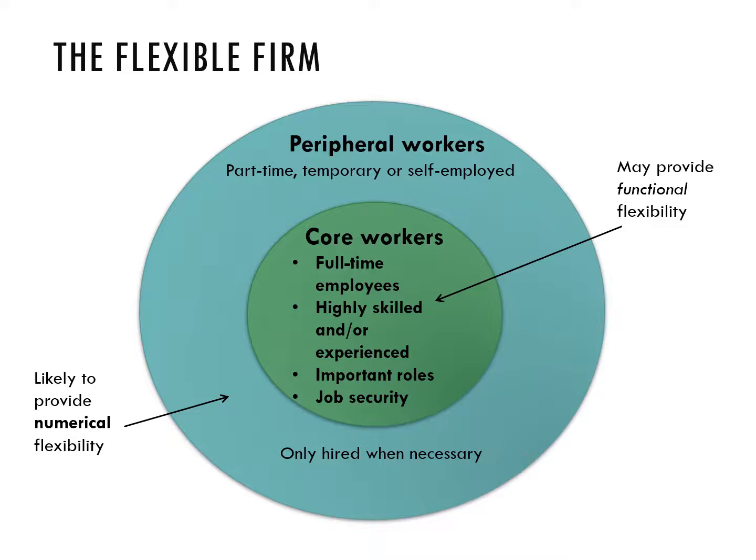We also have on the outside here peripheral workers. So these would be the part-time or the temporary, or perhaps if you're a business like Uber, perhaps we're talking about there being self-employed. These would be the self-employed workers, the drivers, who are only hired when necessary. And they really provide numerical flexibility. So when we're very busy, or we're trying to expand, we can increase their numbers. When we're not so busy or we're shrinking the business, then we can quite easily reduce their numbers, which wouldn't be the same for core workers. So flexible firms are typically made up of core workers and peripheral workers.